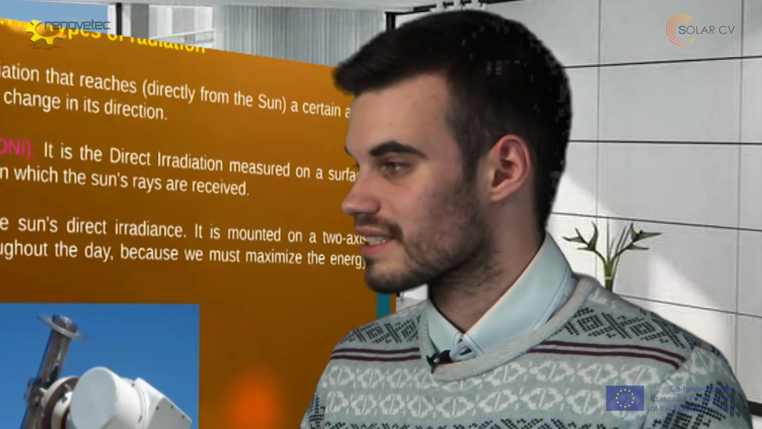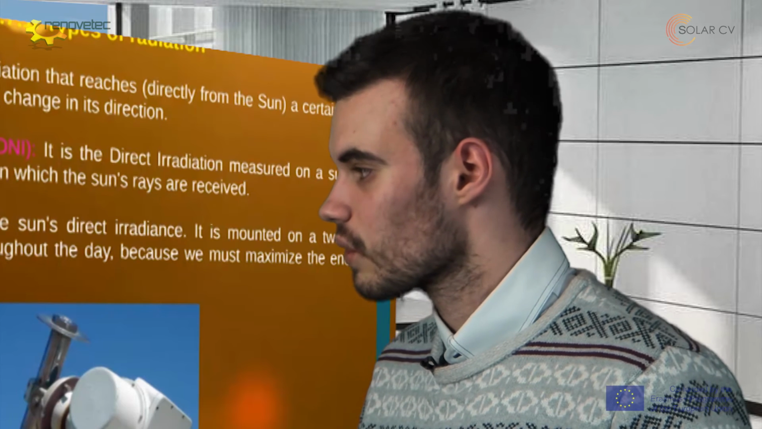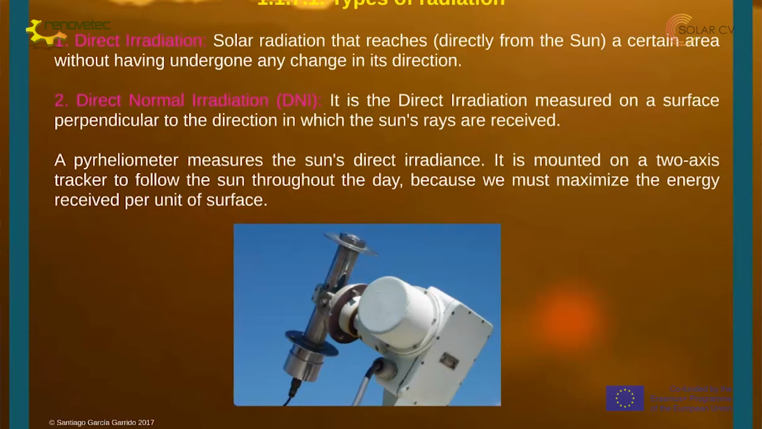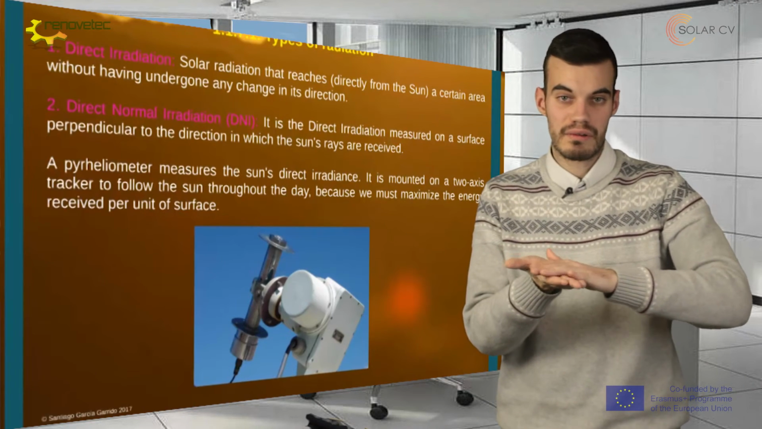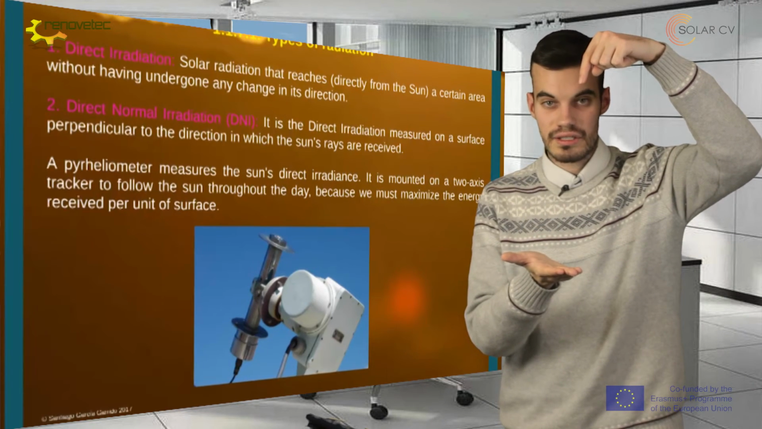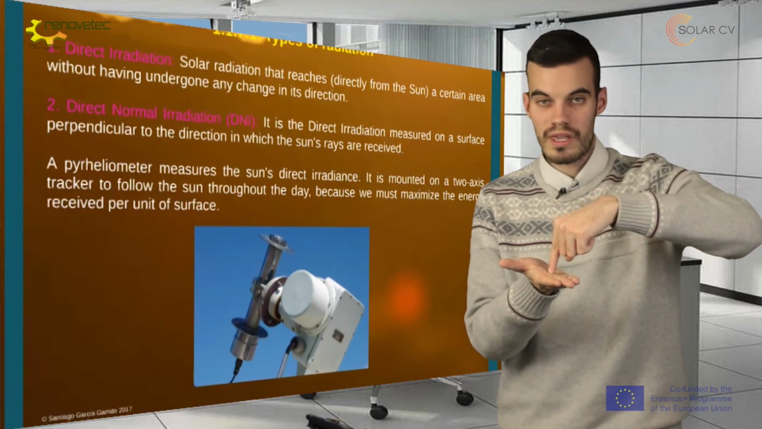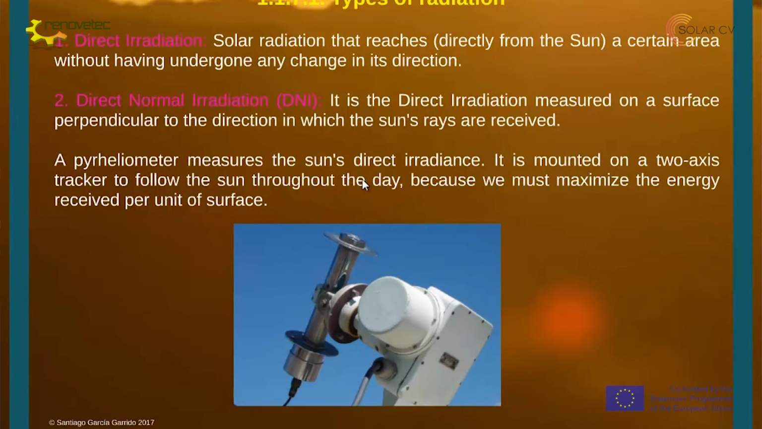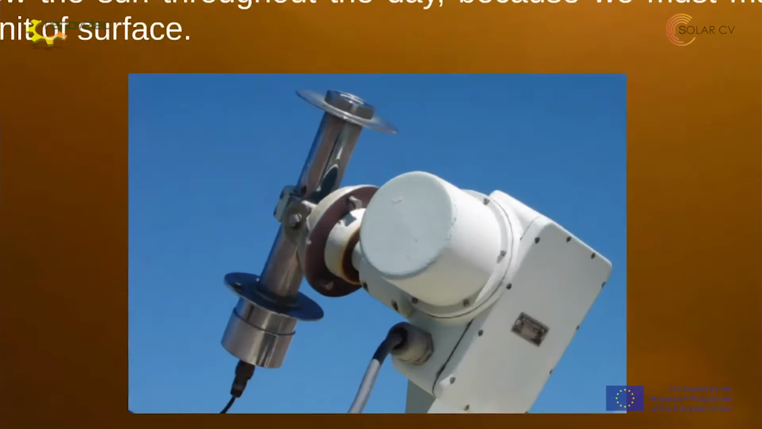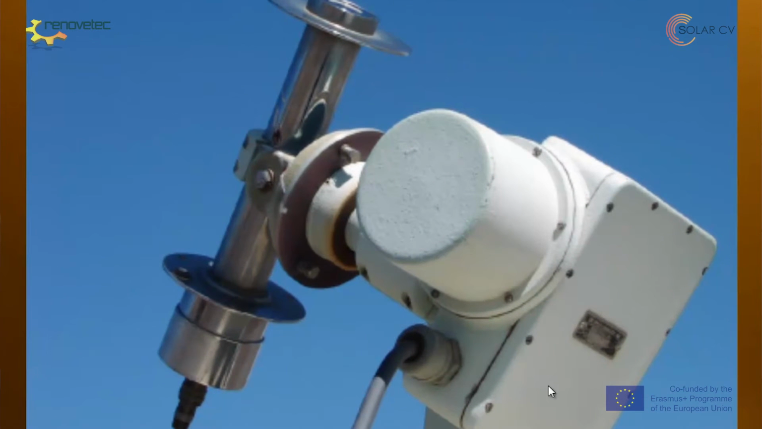Another concept is direct normal irradiation, DNI, which is the direct irradiation measured on a surface perpendicular to the direction in which the sun's rays are received, i.e. we are going to have here a surface, our mirror, and the solar ray is going to hit at 0 degrees. And this irradiation is measured with a pyrheliometer. It's mounted on 2 axes because its purpose is to follow the sun throughout the day.